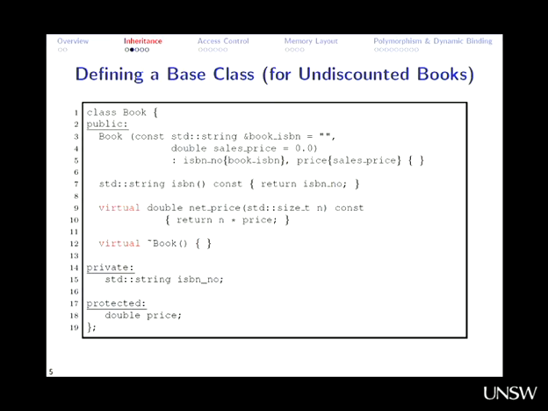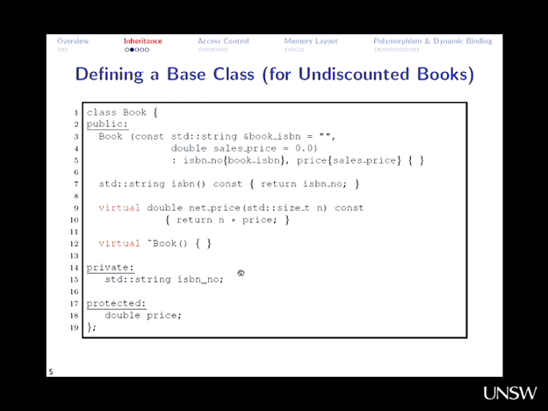This is what the code might actually look like for a base class, the normal Book class. Take a look at the public stuff. We have a constructor, which takes in some default values if you don't supply them. We have a function called ISBN, which returns the ISBN number of a book. We have this function called net price, which returns the number of books that we want to buy times the price of an individual item. And we have a destructor.